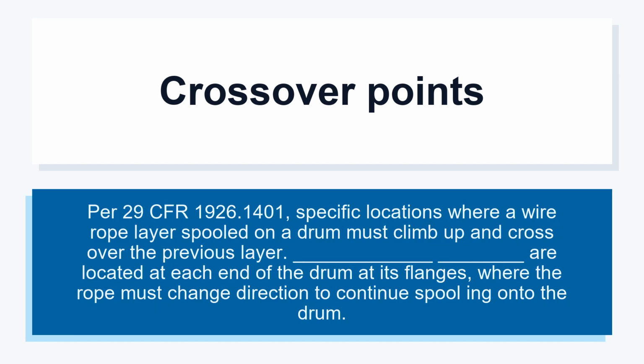Per 29 CFR 1926.1401, specific locations where a wire rope layer spooled on a drum must climb up and cross over the previous layer. Crossover points are located at each end of the drum at its flanges, where the rope must change direction to continue spooling onto the drum.